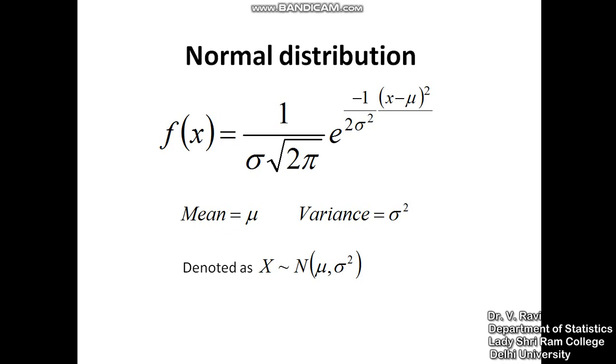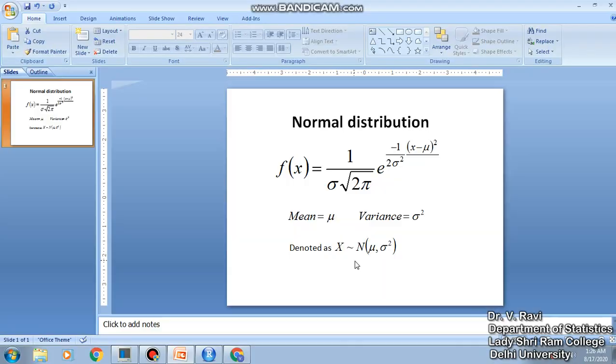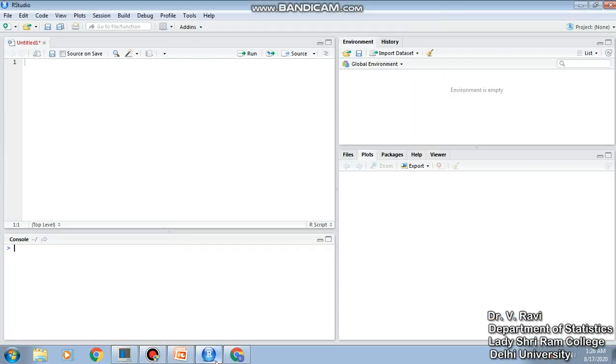So there are two parameters of this distribution. If we remember earlier distributions, for a Bernoulli distribution there was only one parameter, which was the probability of success. For a binomial distribution there were two parameters, the number of trials and the probability of success in each trial. For a Poisson distribution there was only one parameter, lambda. For an exponential distribution there was one parameter, lambda, and here for a normal distribution we have two parameters, mu and sigma square.